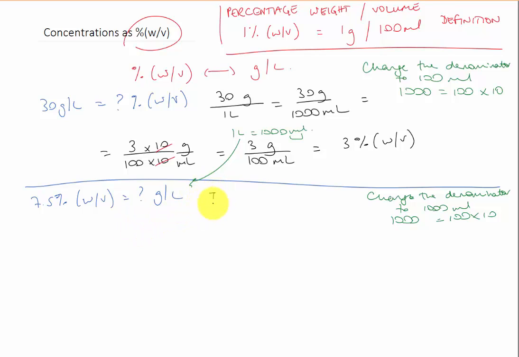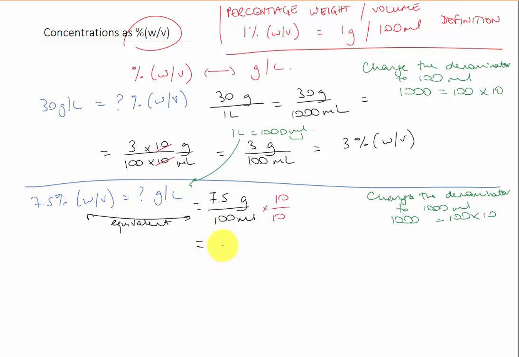Okay, so this means that 7.5% weight per volume is the same as saying 7.5 grams in 100 mils. These two things are equivalent. Now I don't want 100 mils in the denominator, I want 1,000, so I'm going to times by 10 the denominator, but I also need to multiply the numerator by the same thing so that the whole fraction stays with the same value.